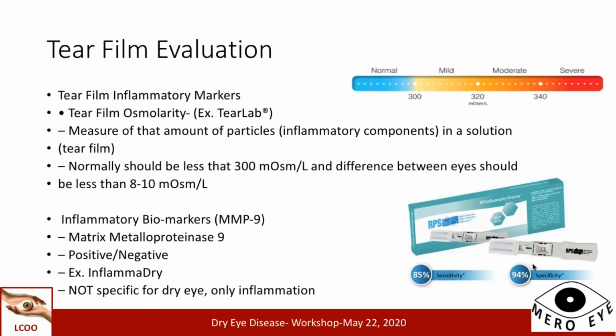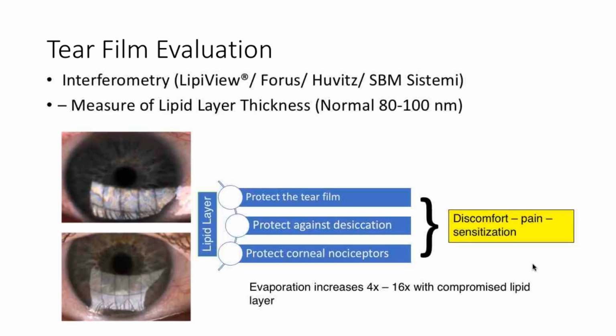So these kinds of eyes that show presence of this MMP9 marker positive are first treated with anti-inflammatory eye drops and then treated along with lubricants. Just lubricants will not resolve this problem.